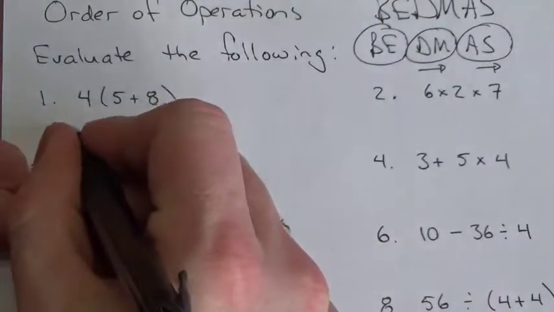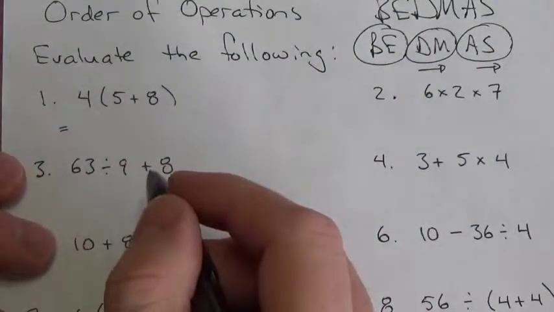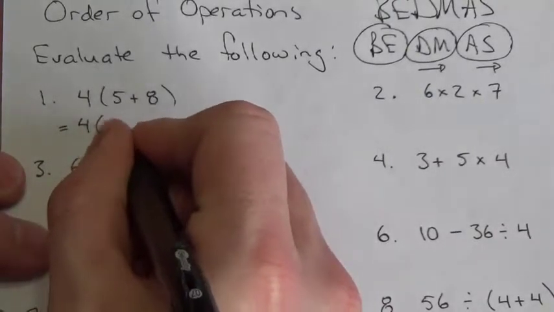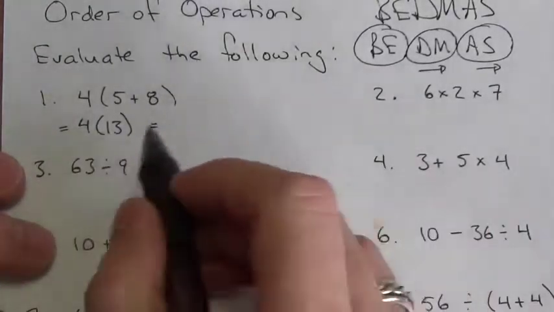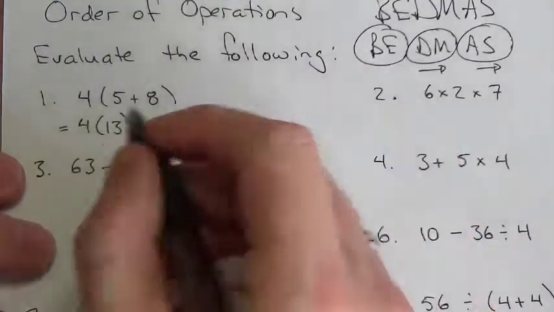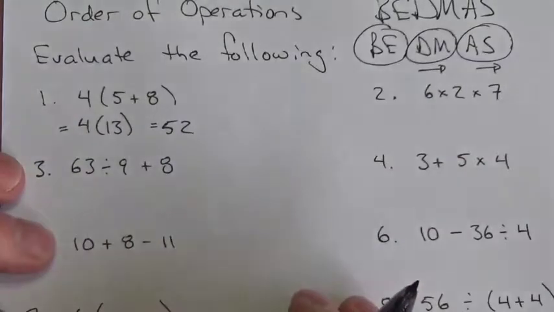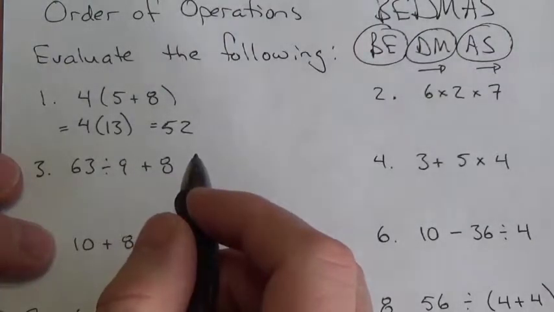So for example, 4 multiplied by (5 plus 8). Well, we're going to do what's inside the parentheses first, or the brackets first, and 5 plus 8 is 13. So this becomes 4 multiplied by 13. 4 multiplied by 3 is 12, we drop the 2, carry the 1. 4 times 1 is 4, plus 1 is 5, so 52. So what's inside first, and then we multiply through.